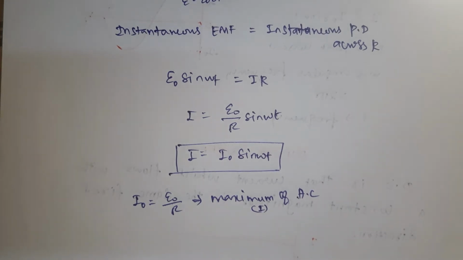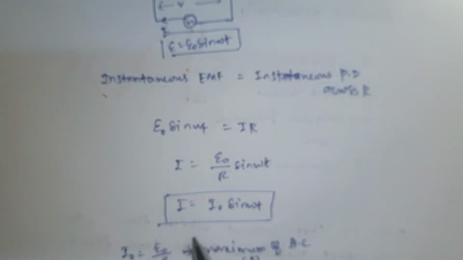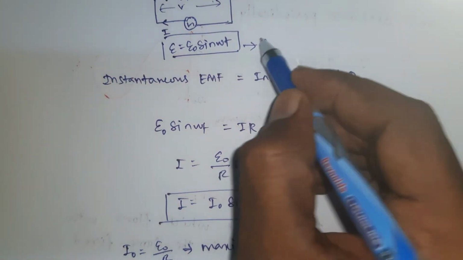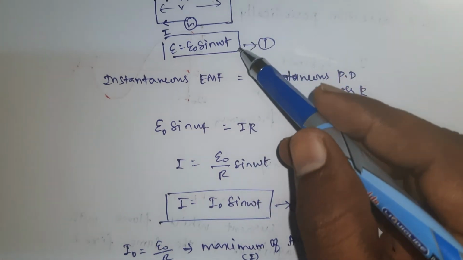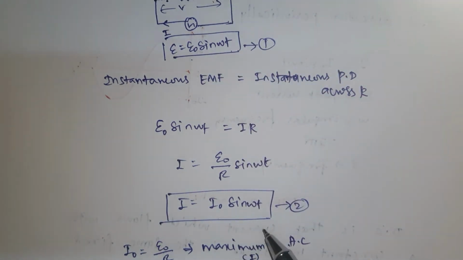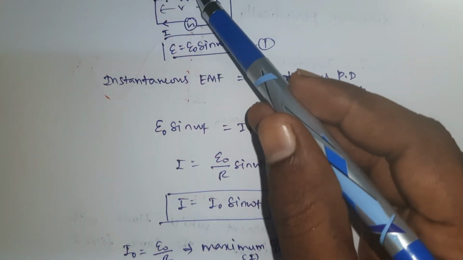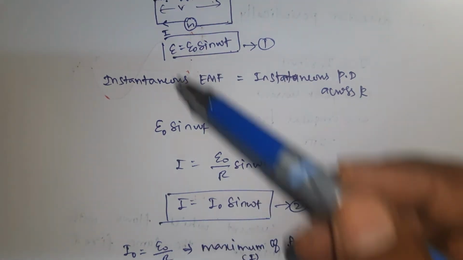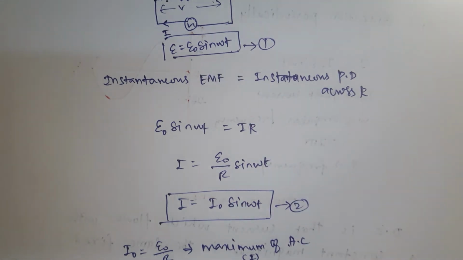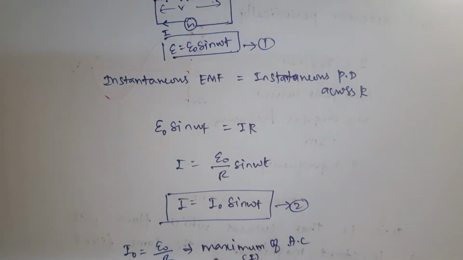Now we will see the phase relation between the EMF of the AC source and the current. The EMF or voltage is equation 1, and the current is equation 2. From equation 1 and 2, there is no phase difference. Here E naught sine omega t, then here I naught sine omega t. So when an AC source is connected to the resistor, there is no phase difference between the voltage and current. They are in the same phase. This means that both E and I attain their zero, minimum and maximum values at the same time.